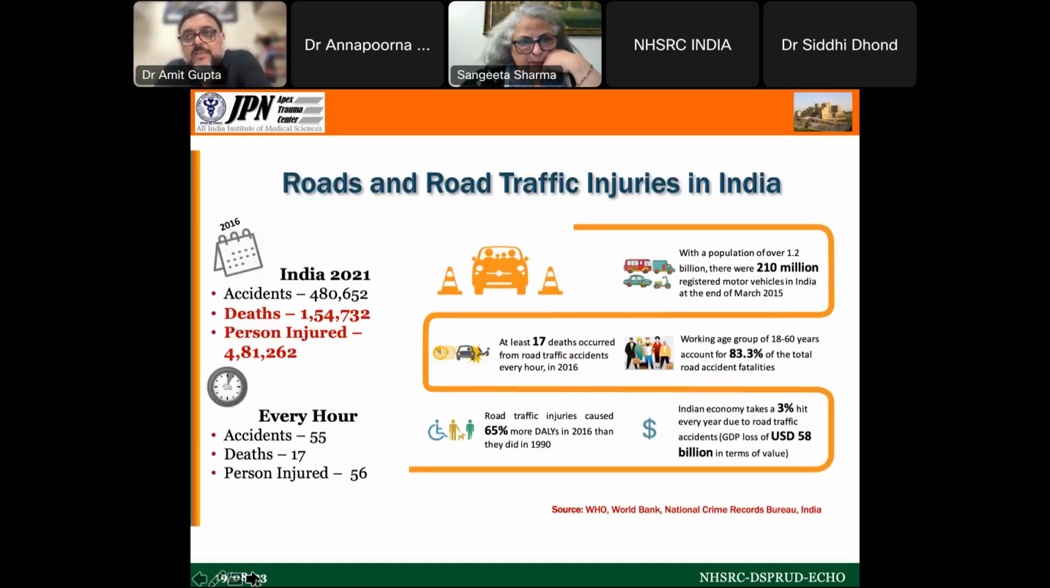Road traffic injuries in India take at least 150,000 lives on our roads itself. The number of injured is nearly 5 lakh. So you can see the number of patients being brought to our trauma centers and other hospitals every hour, every moment. In addition, our economy takes about a 3% GDP hit just because of road traffic injuries. And road traffic injuries are not the only injuries brought to any hospital. There are many, many other injuries which are brought.